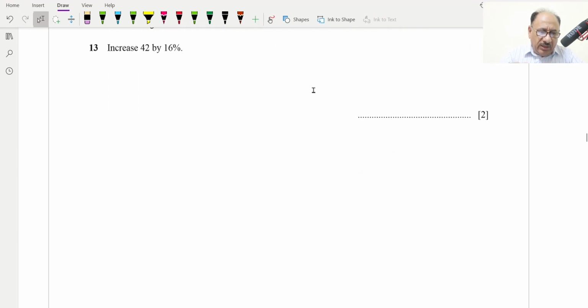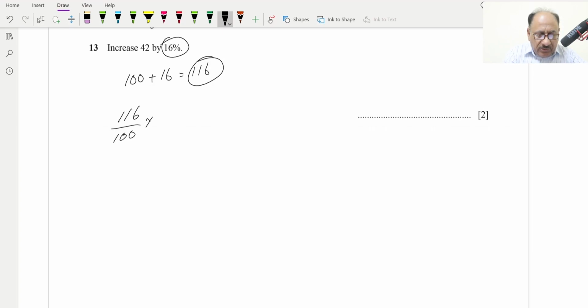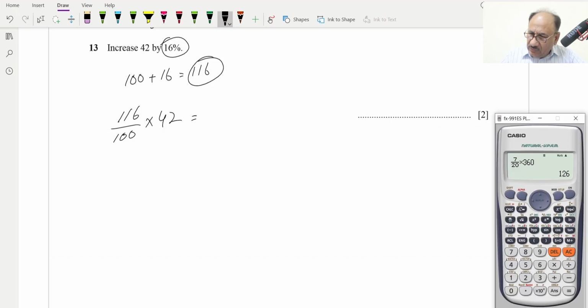Now question number 13. Increase 42 by 16%. Because this is an increase by 16%, we'll write 100 plus 16, which is equal to 116. So we will directly calculate 116% of 42, and we will get the answer. If we simplify this, 116 over 100 multiplied by 42 will be equal to 48.72.